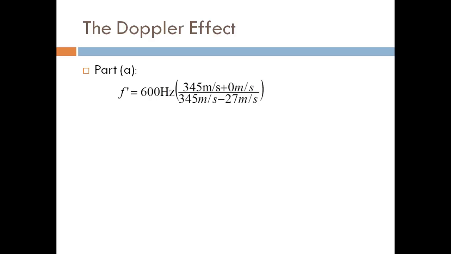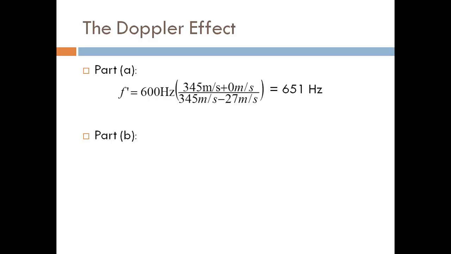So for part A, we're looking for what we hear. That's the perceived frequency. The actual frequency was given. I'm using 345 for the speed of sound here. The observer is not moving, so that's 0, and the source is moving. Now notice it's moving towards us in this problem. So that's a positive 27, but the minus sign was already in the equation, so I have to leave that minus sign in there. So I do the math on that, and I get 651.